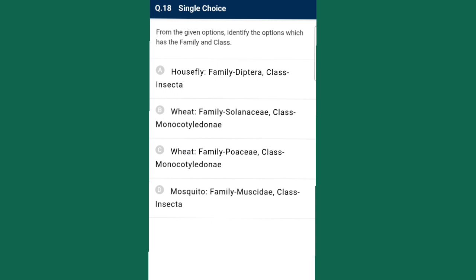Question number 18. From the given options, identify the option which has the correct family and class. The family name of wheat is Poaceae and class is Monocotyledonae. The family name of the housefly is Muscidae and the class is Insecta. The family name of mosquito is Culicidae and the class is Insecta. Solanaceae is the family of flowering plants called the potato family. Examples: tomato, belladonna, etc. So the answer is option C, wheat, family Poaceae, class Monocotyledonae.